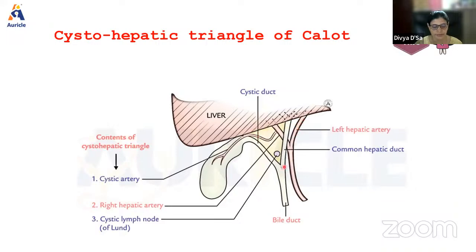So this is the triangle. It is enclosed by the double layer of peritoneum, which acts as a mesentery of the cystic duct. Why this Calot's triangle is important is that it contains the cystic artery, and 1 or 2 small cystic veins, as well as the cystic lymph node of Lund. So these are present there.